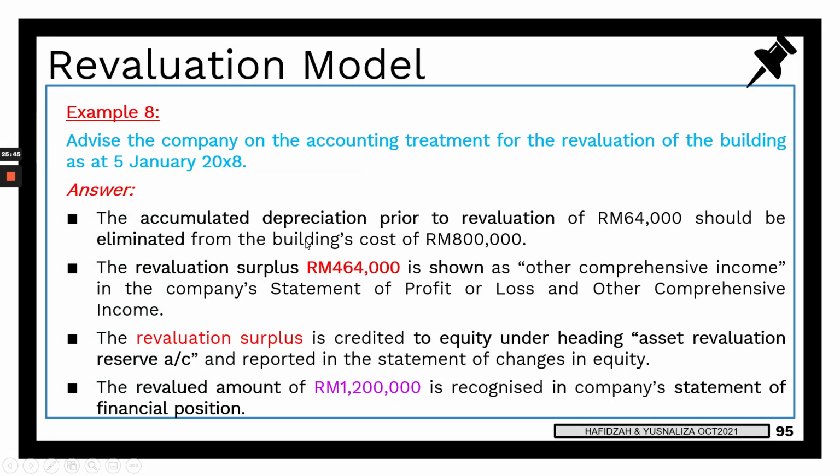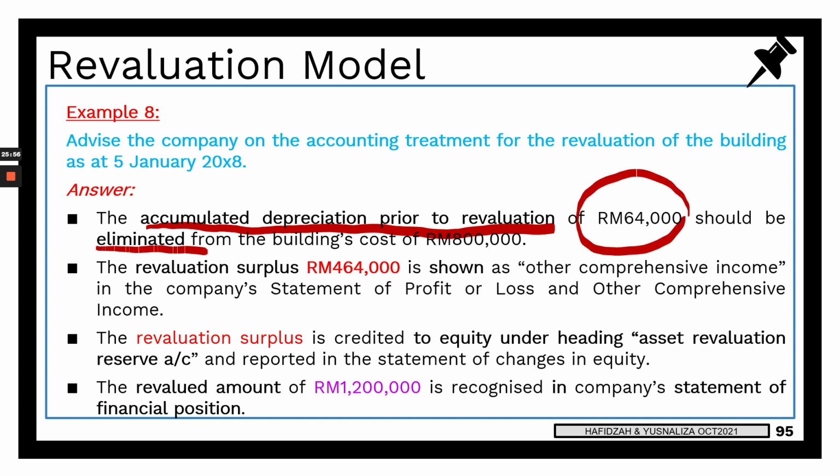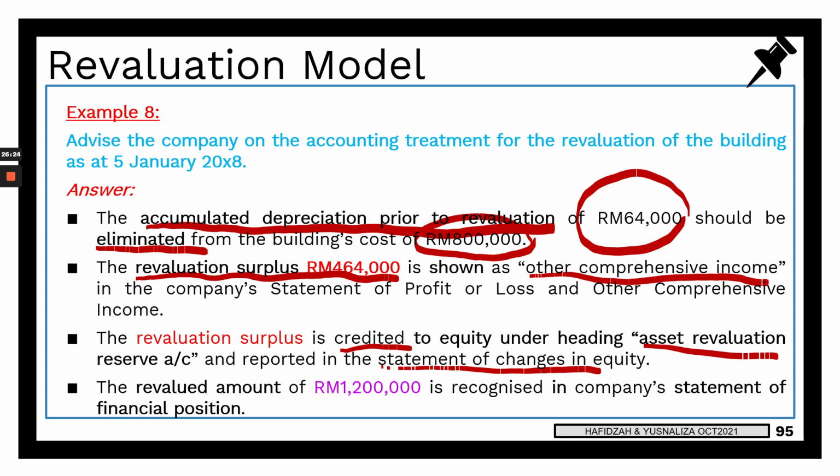And this is the advice. Remember, your first advice is always on what to do with the accumulated depreciation prior to the revaluation, and that was given to be 84,000. It shall be eliminated against the carrying amount or the cost of the building. The second one is to explain on the revaluation surplus itself. First, explain where you have to disclose in the other comprehensive income. The second part is to show where it is being credited to asset revaluation reserve that relates to the building that is reported later in the statement of changes in equity.